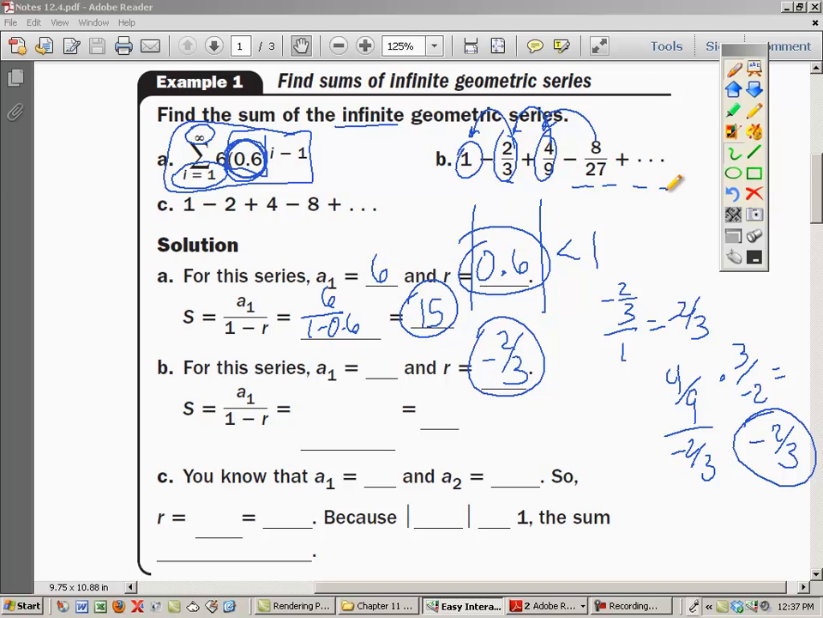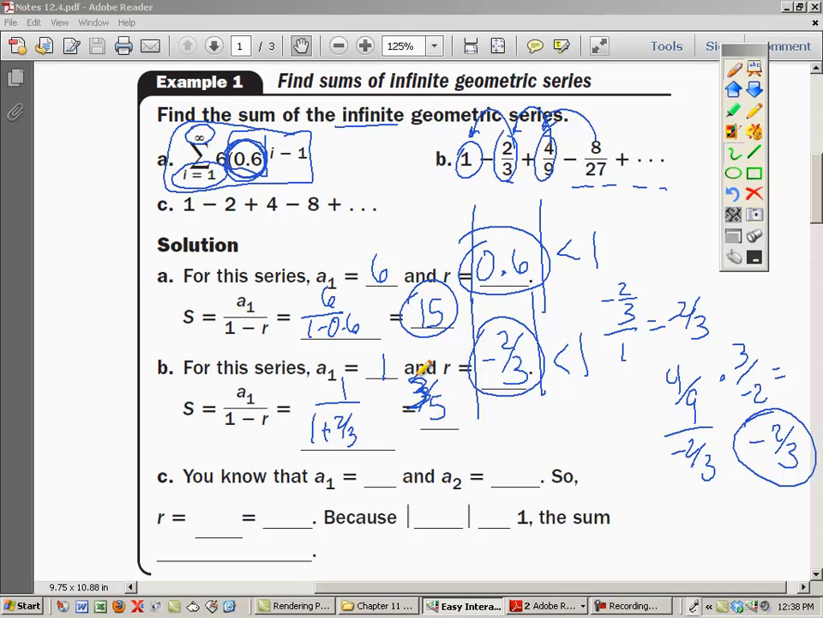Okay? Now, since the absolute value of this is less than 1, we actually can calculate the total for this series. My initial value, a sub 1 in this case, is 1. And so this becomes 1 over 1 minus negative 2/3, which becomes plus 2/3. And 1 plus 2/3 is 5/3. 1 divided by 5/3 adds up to 3/5. Okay?